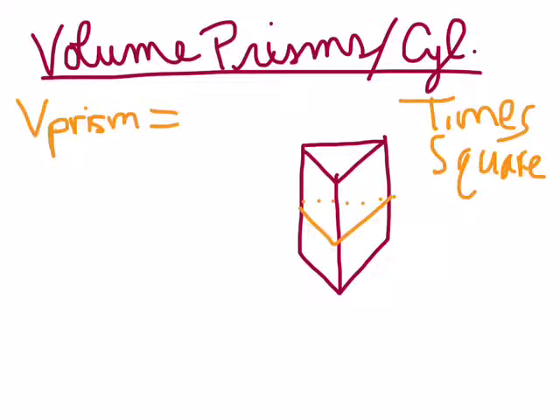Volume of prism. Now, first thing I want to say is notice how we're doing all of these in pairs, right? Surface area, prism, and cylinder; volume, prism, cylinder, pyramid, and cone. They all go together. Cylinder is basically the circular version of the prism, and so they have similar formulas.